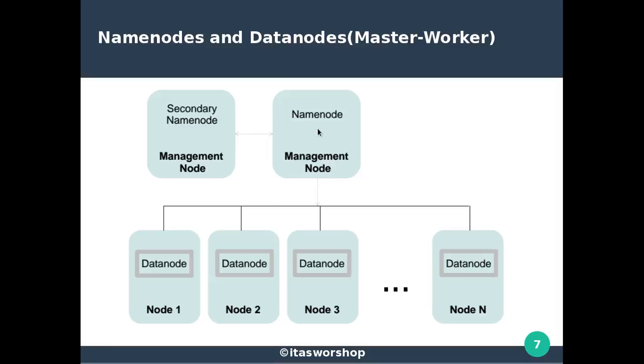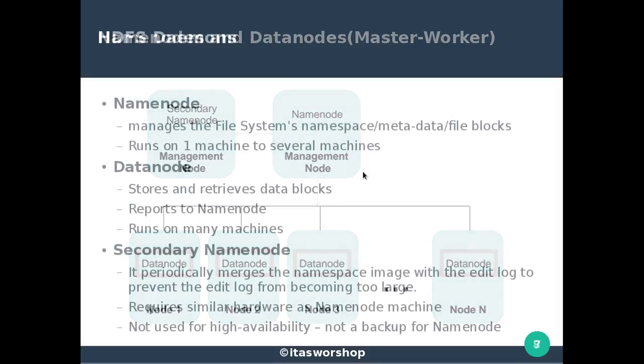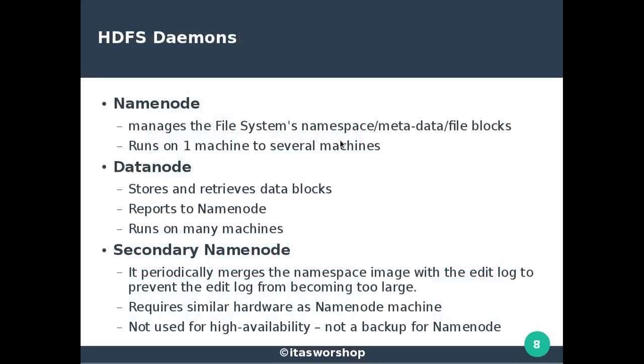So let us focus on name node and data node. Name node is master and data nodes are worker nodes. The name node is just managing the file system namespace, metadata and file blocks. So the name node is like your boss. It has the information: who is working, which data block is on which node. It runs on one machine to several machines, so you can configure your name node on one machine and also on several machines. And if the name node goes down, your total Hadoop cluster is down. So you need to be really careful about the name node.